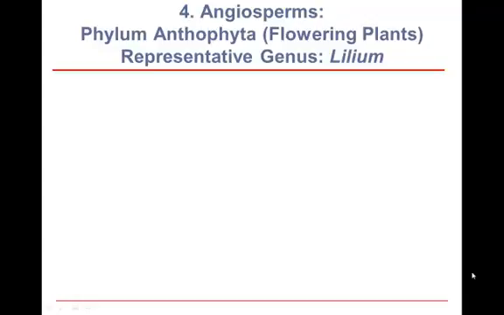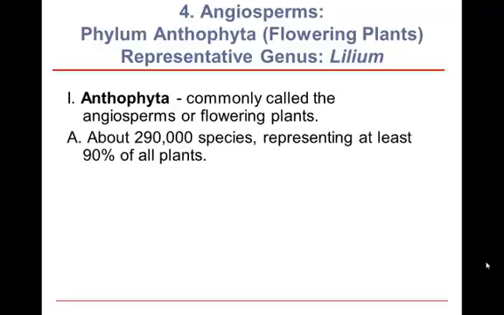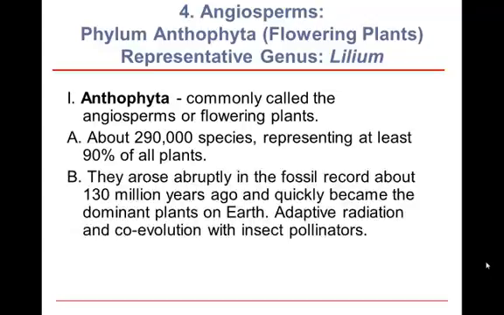Phylum Anthophyta is commonly called the angiosperms, or the flowering plants, and they have almost 300,000 described species, which represent at least 90% of all plants. These flowering plants arose very abruptly in the fossil record, around 130 million years ago, and quickly became the dominant plants on Earth. They underwent an adaptive radiation with the development of the flower, and that allowed a coevolution with insect pollinators. And so both insects and flowering plants underwent this rapid adaptive radiation.